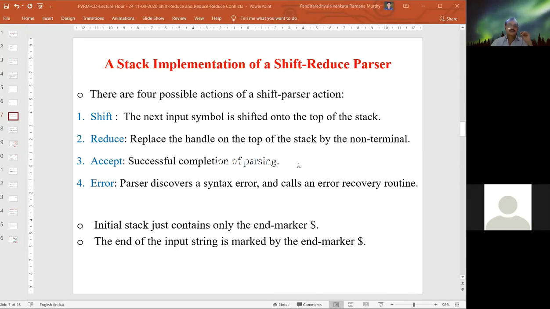We got this id plus id into id. If the table does not contain any entry for a particular state and input symbol, then the parser discovers a syntax error and calls an error recovery routine. Also, the bottom of the stack contains only the dollar end marker; initially the stack contains the end marker dollar sign. Similarly, the end of the input string is marked by the end marker dollar sign.